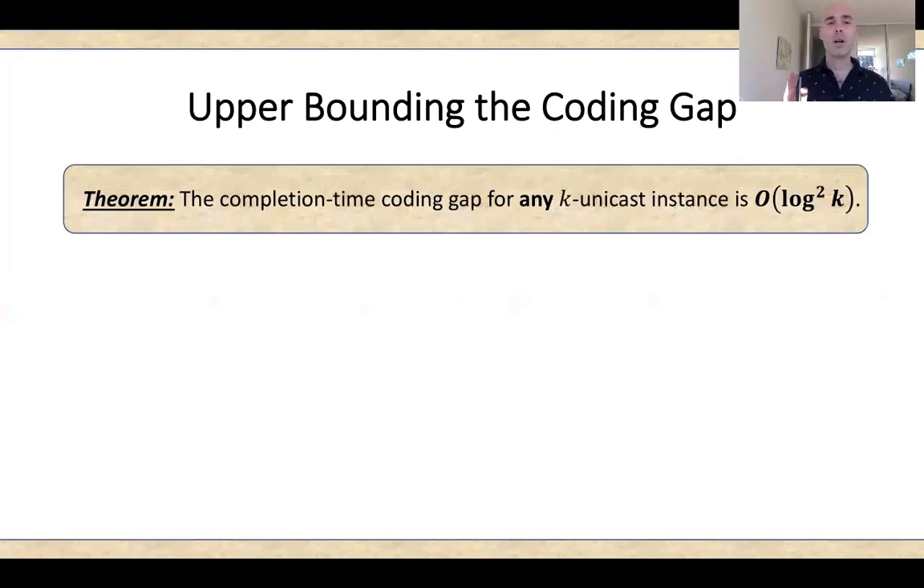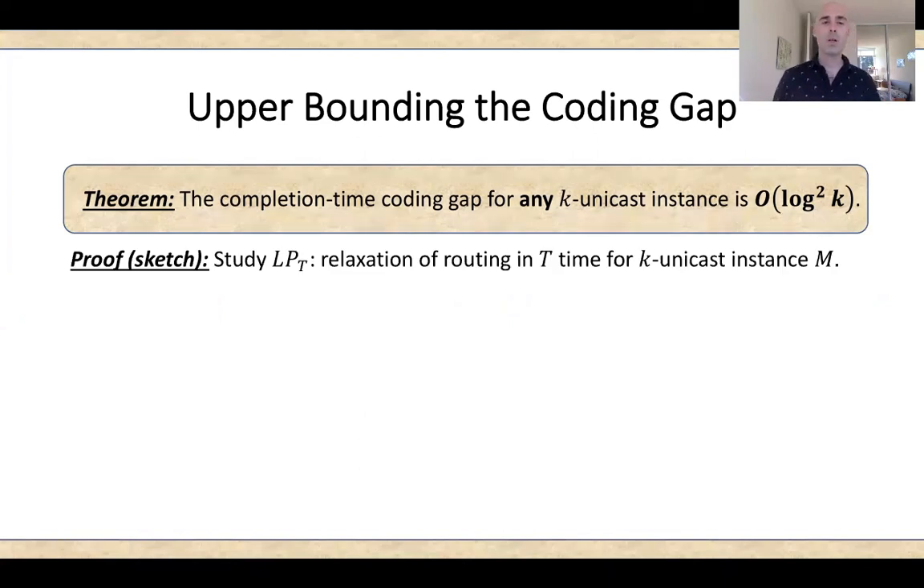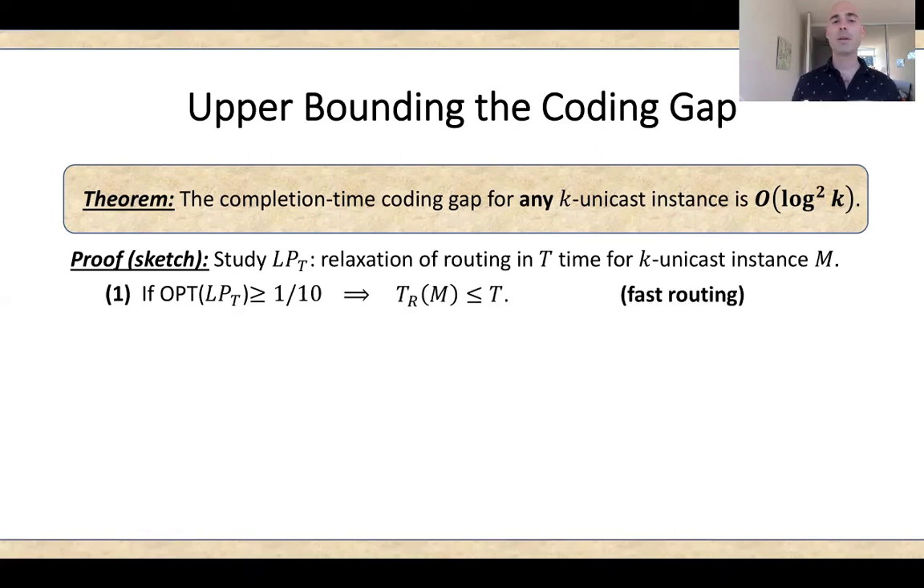Okay, so as a reminder, our main theorem is that the completion time coding gap for any K unicast instance is at most polylogarithmic in K. And the way we prove this is as follows. So first, we study a linear programming relaxation of what it means to route this instance M in T rounds or less. And our first observation is that if the optimum value of this LP is at least some constant, then there exists a routing protocol which solves this instance in time T. And this builds on somewhat standard tools, the congestion plus dilation framework of Leighton, Maggs and Rao, and the randomized rounding approach of Srinivasan and Teo.